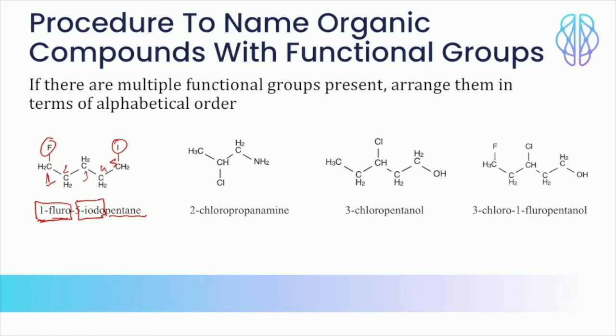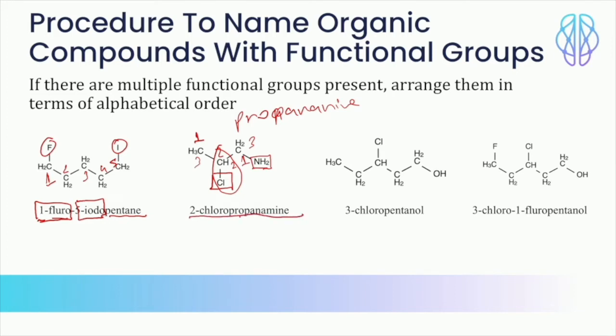In the next example, we have a 1, 2, 3. So this is a prop. And then we have an amine group attached. So this is a propanamine. However, we're not done yet. We have another functional group attached. So this is the chloro functional group. And now we need to number it. So 1, 2, 3. And even if we go from this direction, it's still in the second position regardless. So this is 2-chloropropanamine.